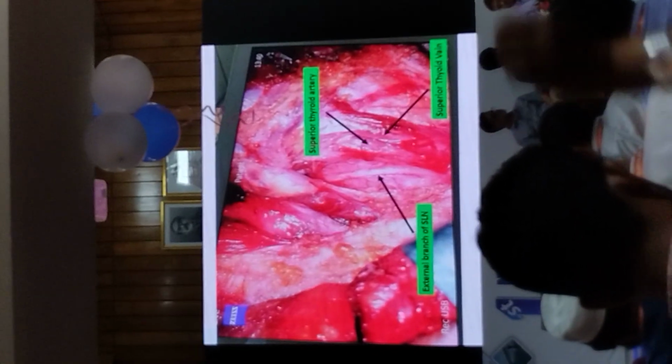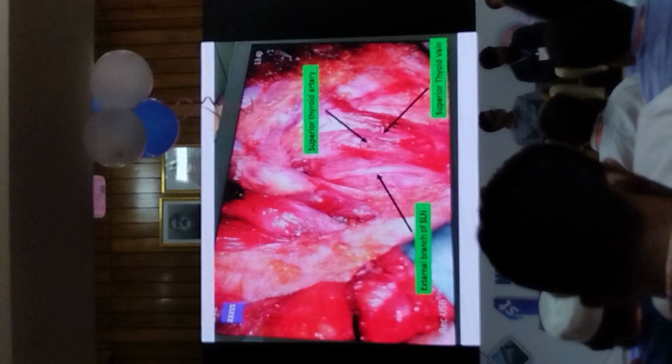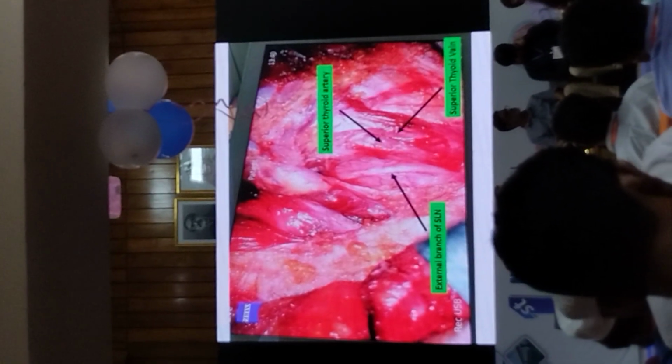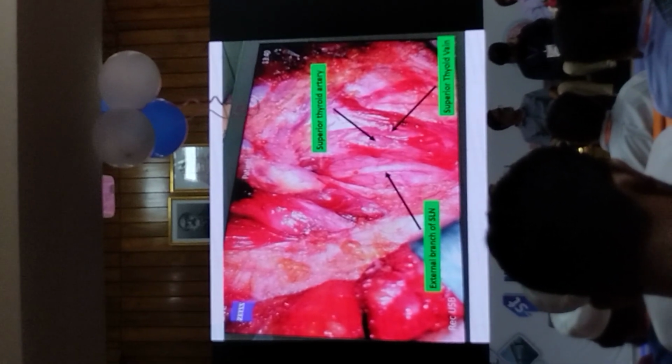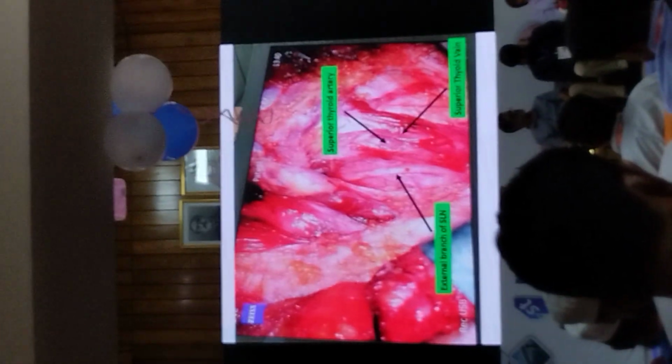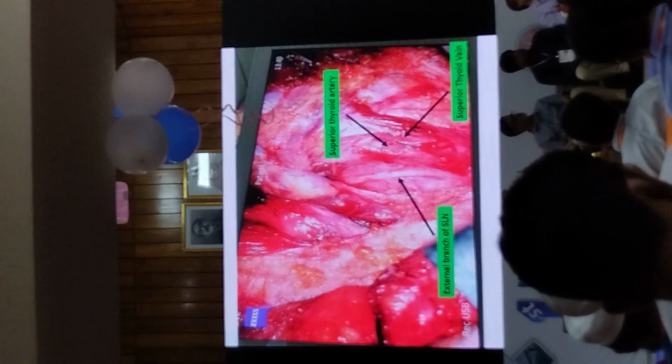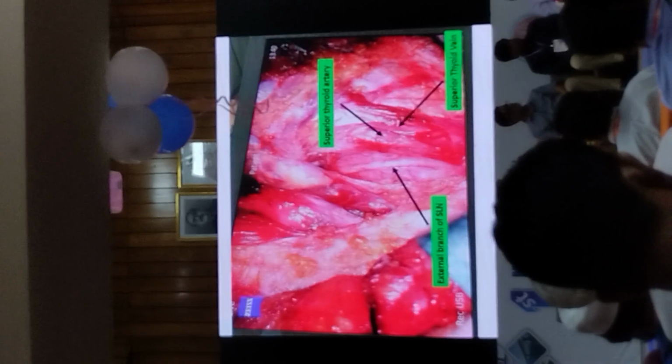So this is a microscopic picture, already early in the morning you saw. This is the external branch of the superior laryngeal nerve, and this is our superior thyroid artery, and this is the superior thyroid vein.